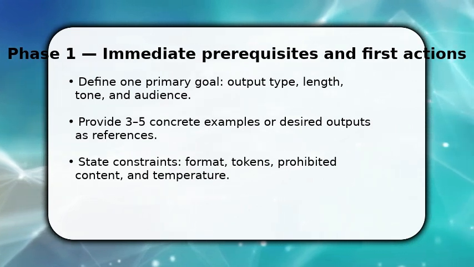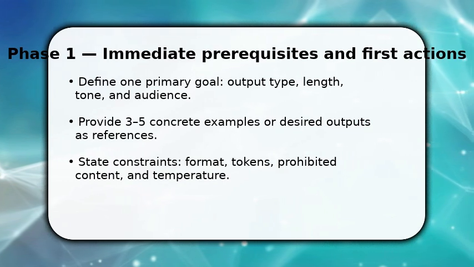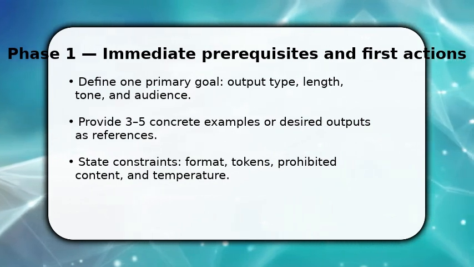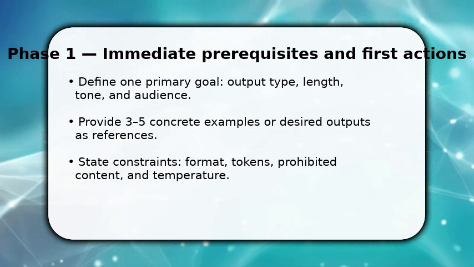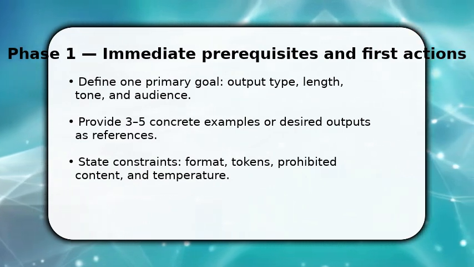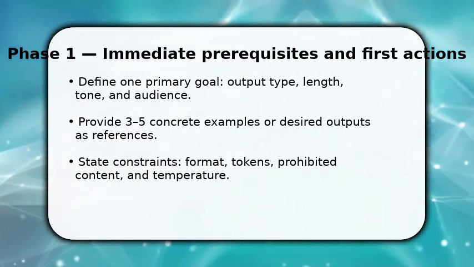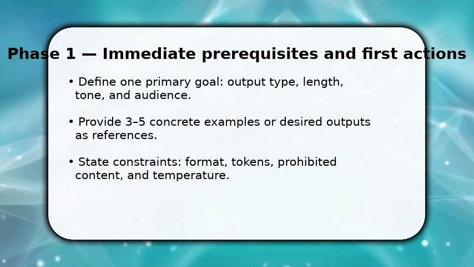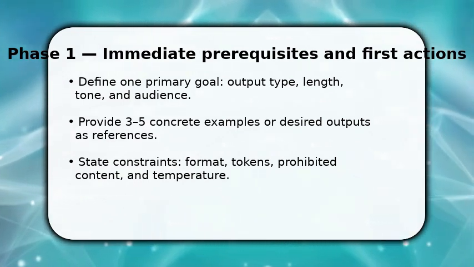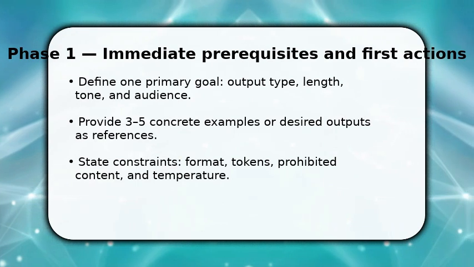Also, declare any hard constraints, format, token limits, forbidden topics, or a temperature setting so the model doesn't improvise incorrectly. Once done, make sure examples vary slightly. That prevents overfitting. If you want iterative refinement, label each example with intended changes.